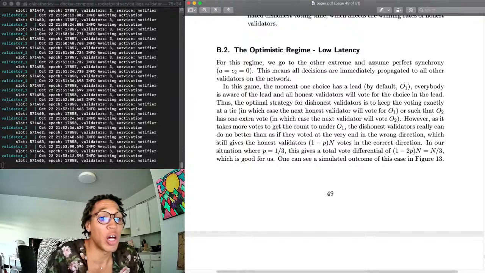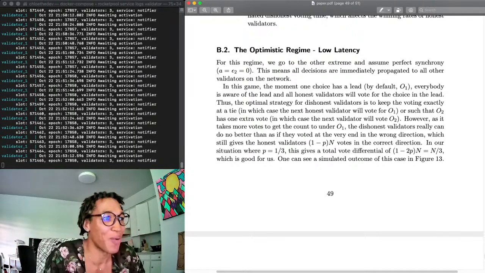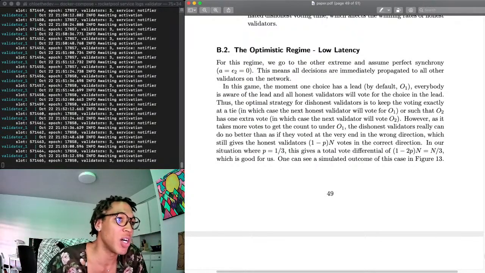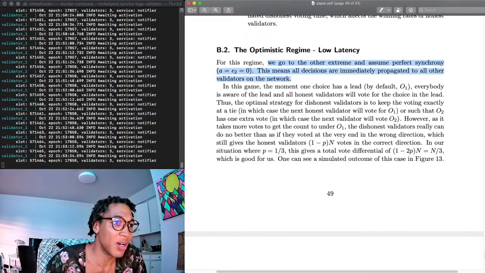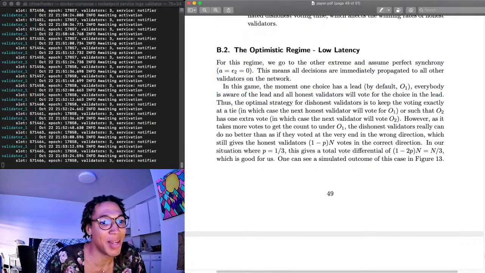So this is what you want: low latency all the time for all your nodes connected to the network. For this regime, we go to the other extreme and assume perfect synchrony. This means all decisions are immediately propagated to all the nodes of the network. This is very unlikely, impossible to have.